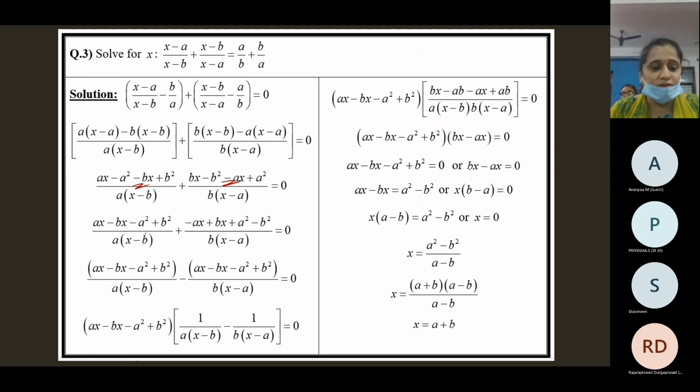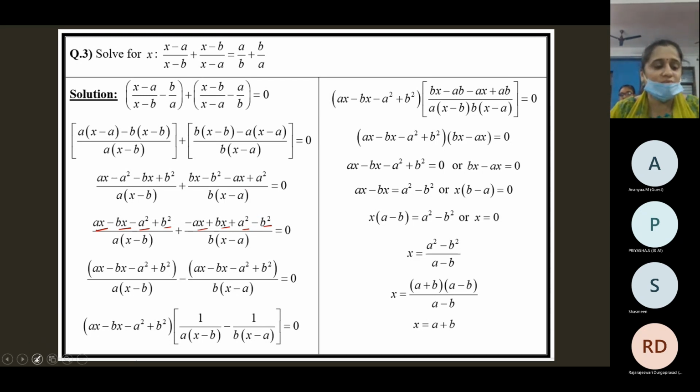If you look carefully, see here: ax, bx, a square, b square, ax, bx, a square, b square. At first, we are not bothered about the sign. Don't consider too many things. First, you consider only the terms ax, bx, a square, b square, ax, bx, a square, b square. Then we'll bother about the signs. First, only about the terms.